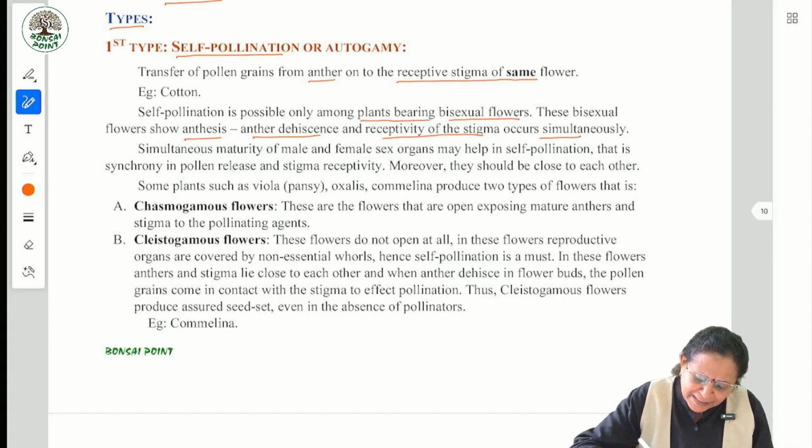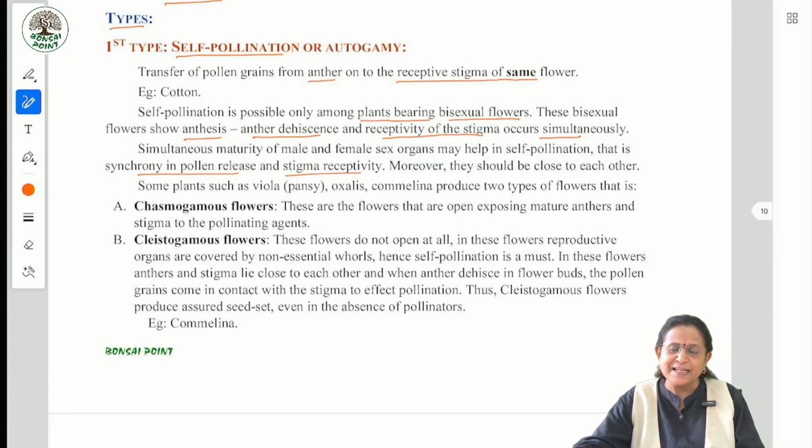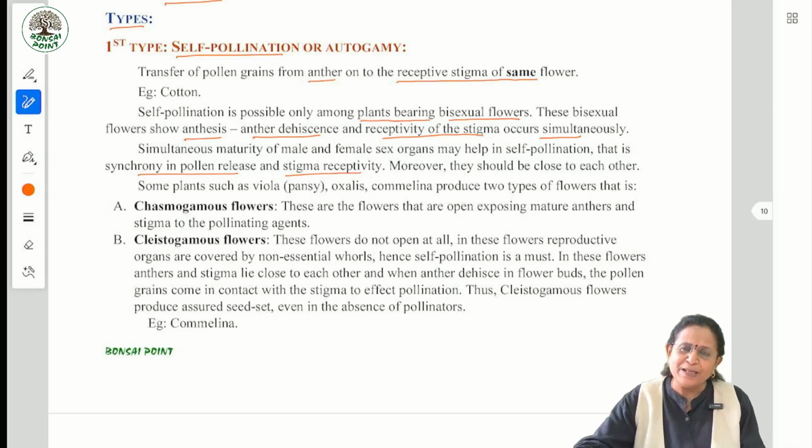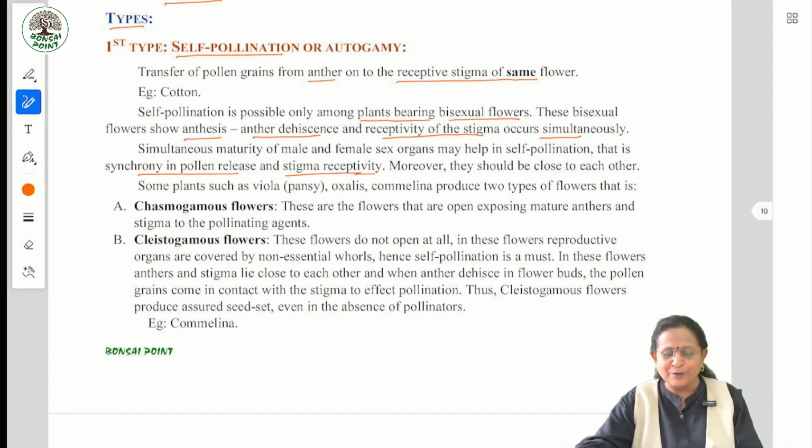That is synchrony in pollen release and stigma receptivity. Pollen release and stigma maturity should be the same. Synchrony in pollen release and stigma receptivity. Moreover, they should be close to each other.